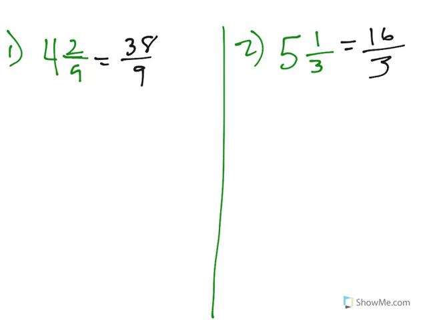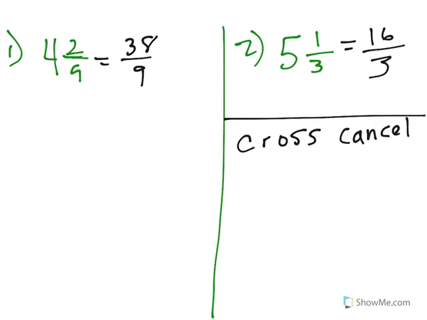Okay? Don't forget that we added some new words to the dictionary. So I'm going to put it on here for the students that were in class today. One of the words is cross-cancel. The next word is reciprocal. And the final term is keep, change, flip.